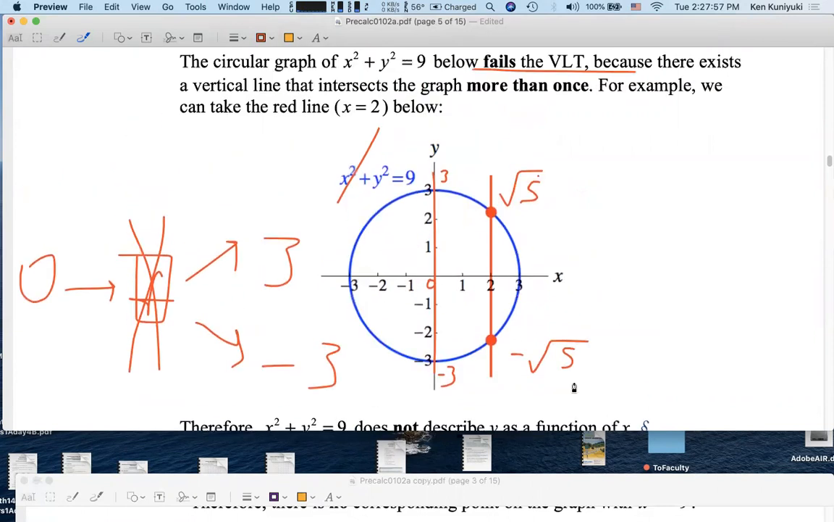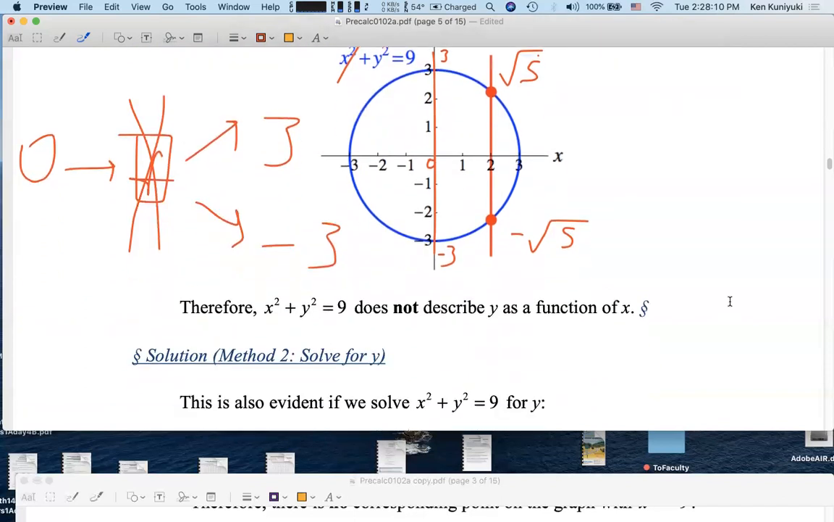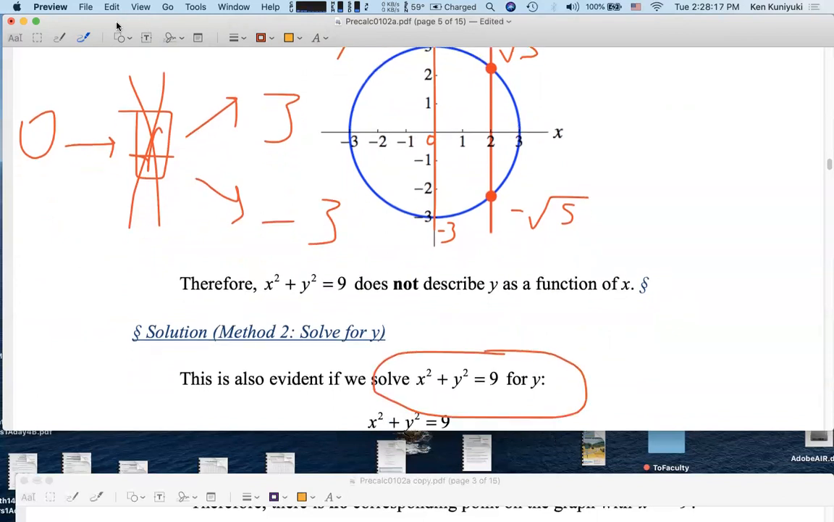Another way to see this is to take the equation x squared plus y squared equals 9 and try to solve this for y, to try to get an explicit form, y is a function of x. We'll try it, and this is very instructive. Let's solve x squared plus y squared equals 9 for y. All right, let's do this.